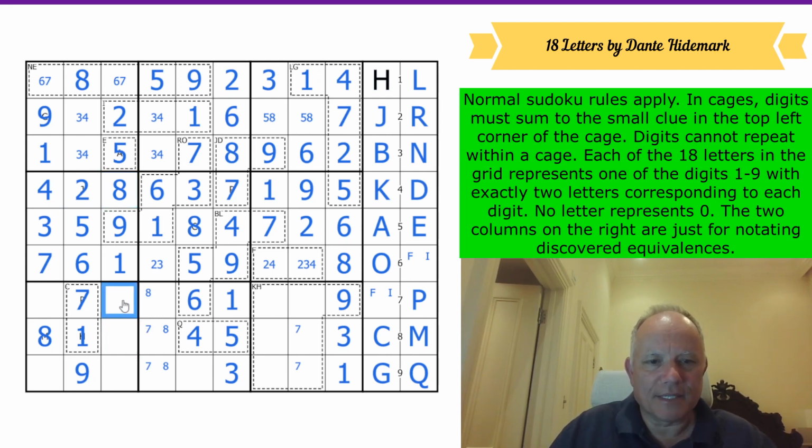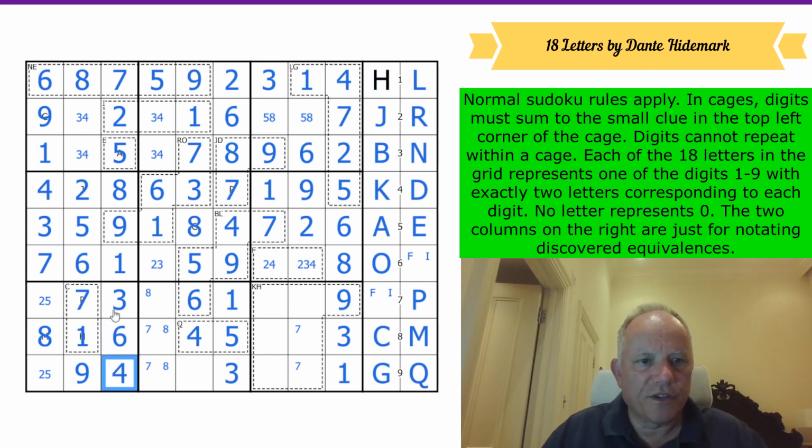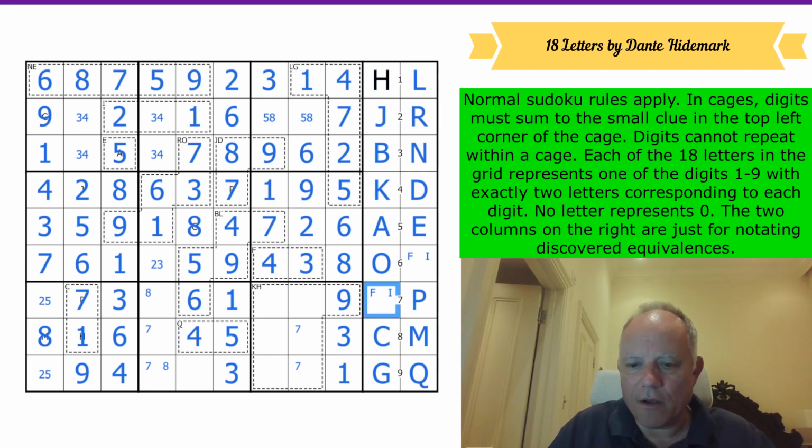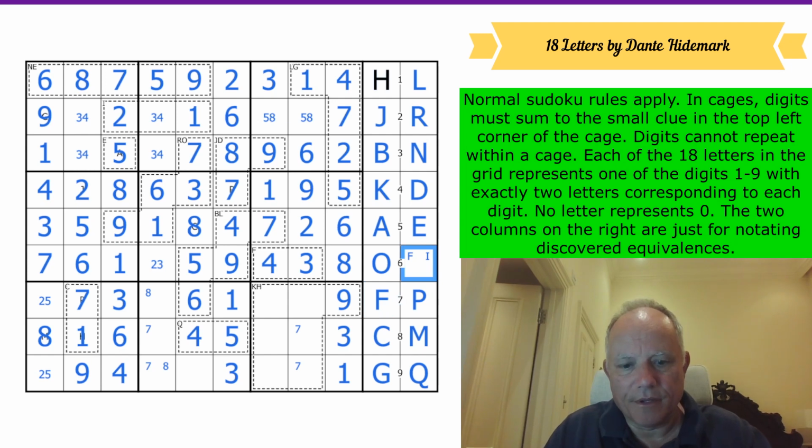3 in the column has to be there. 7 in the column has to be not in the bottom box. 2, 5 pair. 4, 6 pair that are resolved. That can't be 8. Wow, here we go. This is a 4 now, and that's a 3, and F is 7. There we go. So I is 6 after all.